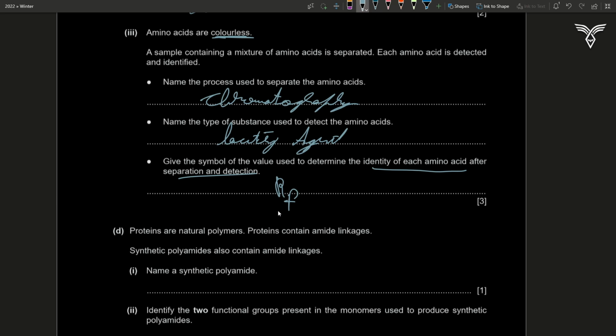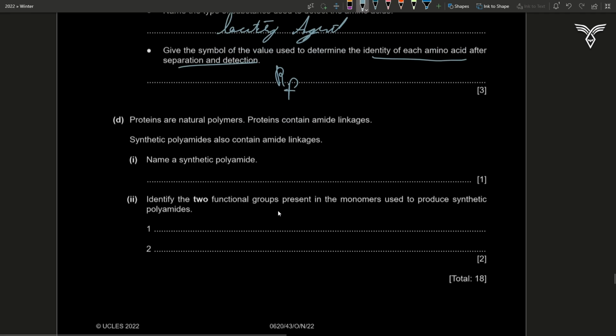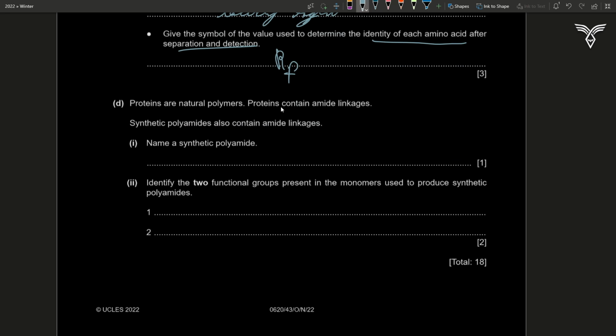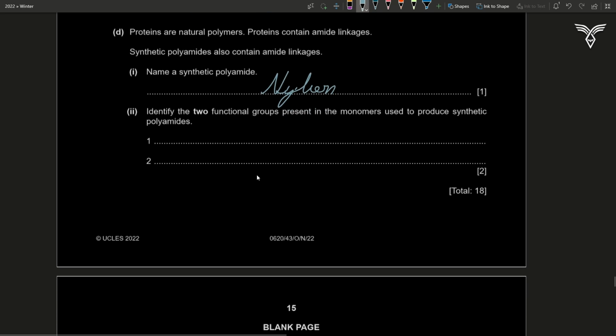Each separate substance has a different retention factor. Okay. Proteins are natural polymers. Proteins contain amide linkages. Synthetic polyamides also contain amide linkages. Name a synthetic polymer: nylon. That is the one that used to be in your syllabus. Actually, it still is in your syllabus. This is the one you should know. It's the only one there.